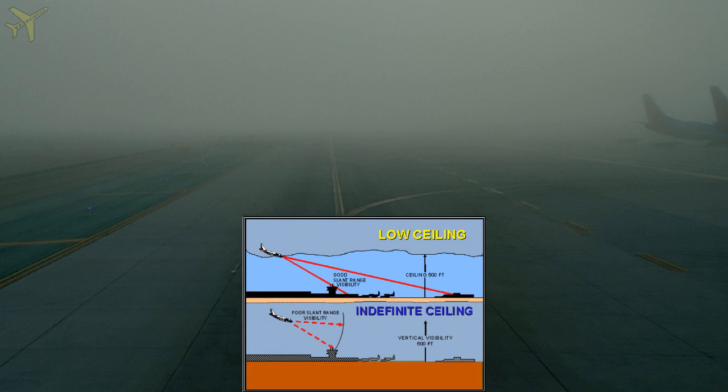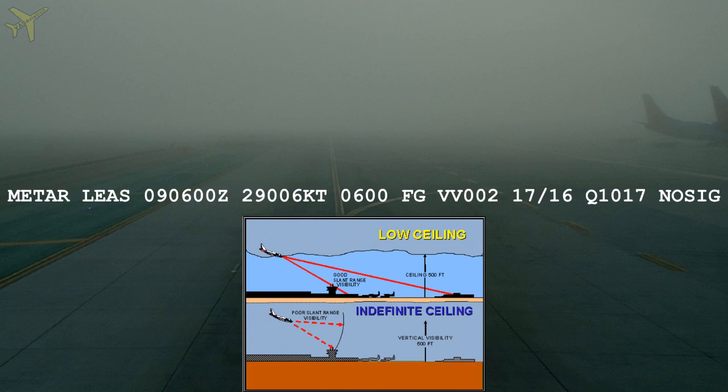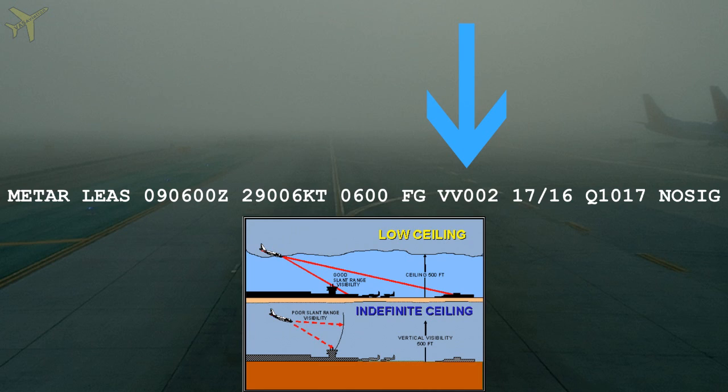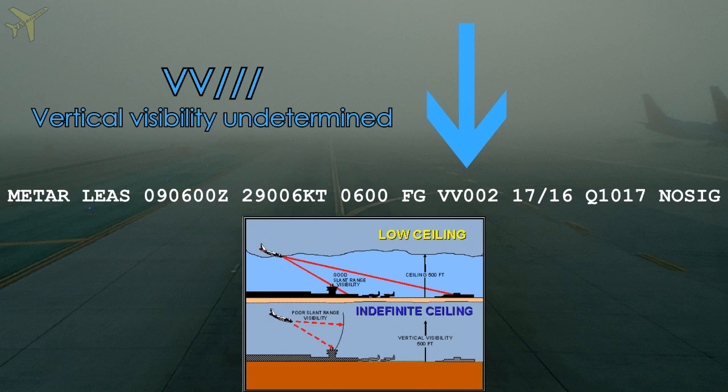If the sky is obscured and no cloud information can be given, then the vertical visibility will appear. The code for vertical visibility is VV and will be followed by the height in hundreds of feet. For example, a vertical visibility of 200 feet due to fog. If the vertical visibility cannot be reported, the code VV and 3 slashes will be given as shown in the example.